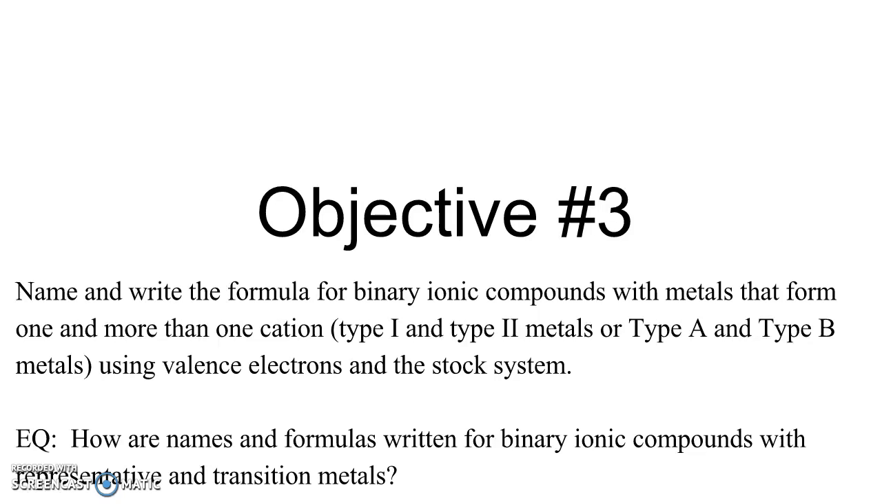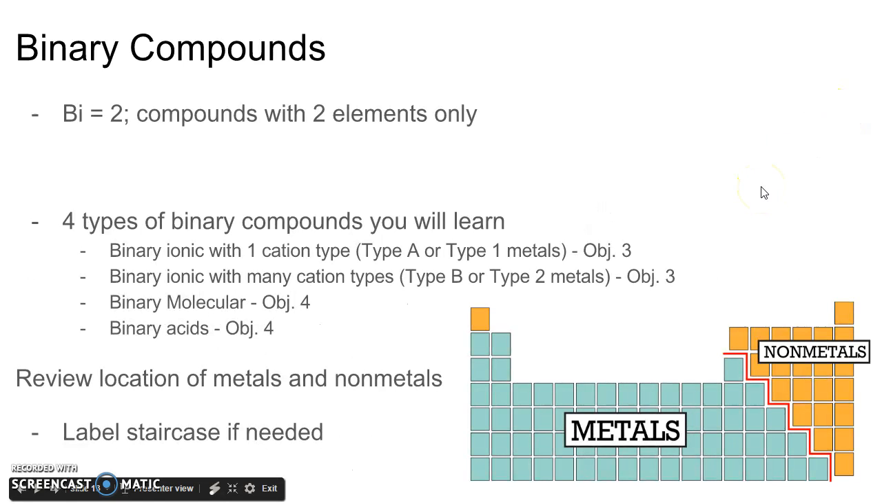So our essential question: how are names and formulas written for binary ionic compounds with representative and transition metals? Representative metals are what you've been working with, also known as type 1 or type A metals. They're the ones in column 1, 2, and 3 where you know their valence electrons. The transition metals, also known as type 2 or type B metals, are ones where you just don't know their valence electrons or what charges they form. So we have to have different rules for them. That's what this objective will take us through.